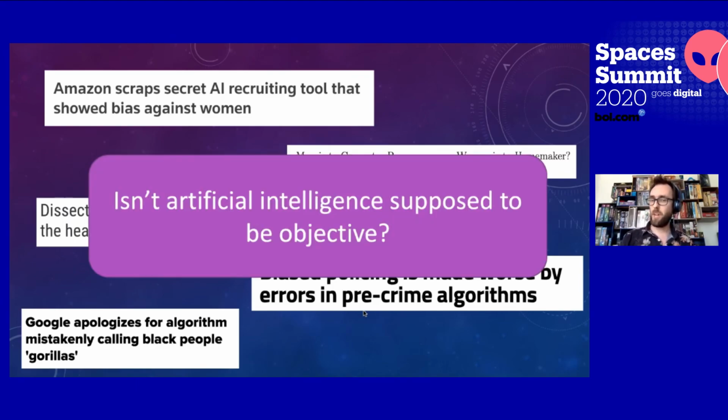Now, isn't that kind of weird? Because artificial intelligence is supposed to be objective. It's supposed to be better than us. It shouldn't be anchored down by opinions or preconceived notions. It should be objective and be able to make objective decisions. So how come it is still biased?